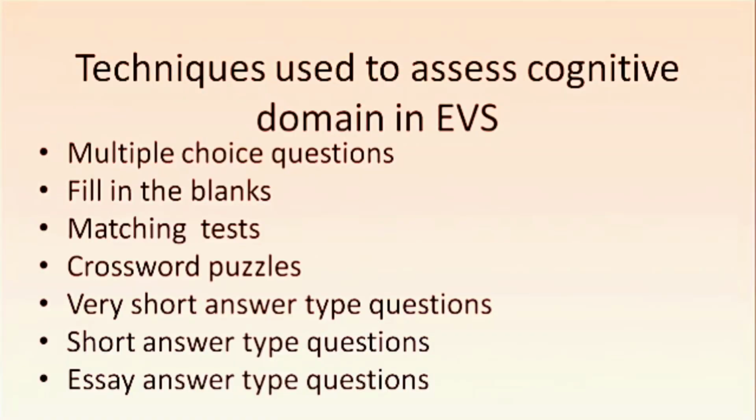Then we have very short answer type questions, one line answer or two line answer we can give. Then we have short answer type questions, 3 lines or 2 lines answers we can also give, and by this also we are assessing their cognitive domain objective. Last one is the essay answer type question. In that also we assess their cognitive domain objectives. So we can give essay answer type questions also. These all techniques are used to assess the cognitive domain in EVS.